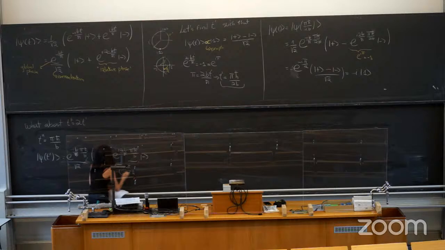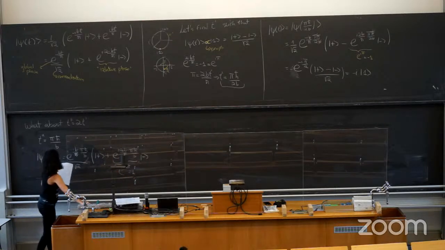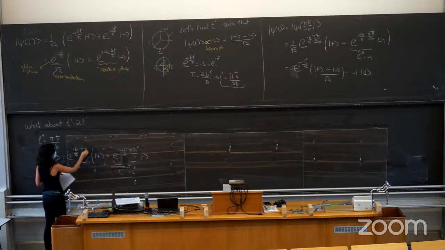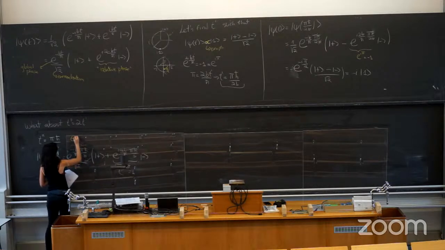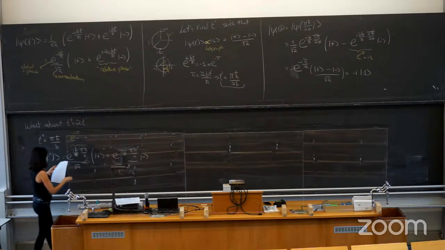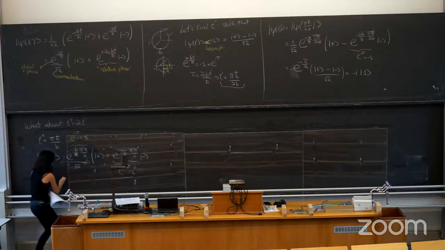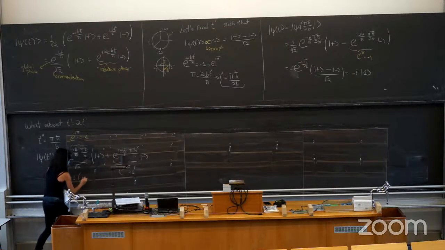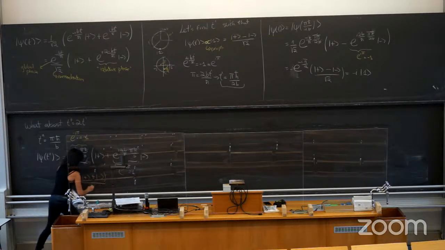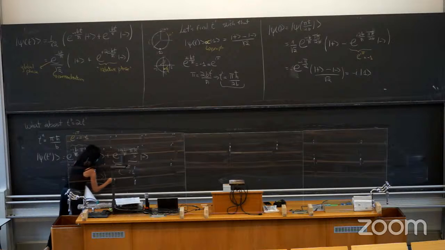But on this side, you don't have the factor of two. So you get here e to the minus i pi, which is minus one. So then you get minus one, plus minus over square root of two, which is minus our initial state.